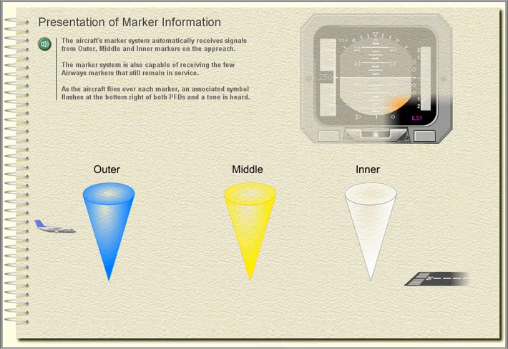Presentation of marker information. The aircraft's marker system automatically receives signals from outer, middle and inner markers on the approach. The marker system is also capable of receiving the few airways markers that still remain in service. As the aircraft flies over each marker, an associated symbol flashes at the bottom right of both PFDs and a tone is heard.